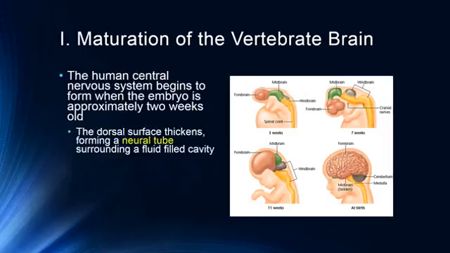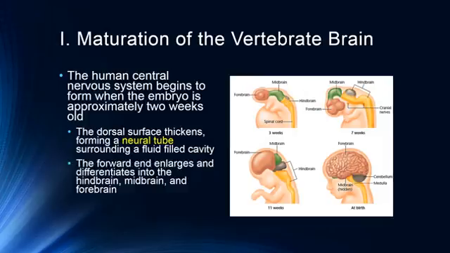It starts with a neural tube. The dorsal surface of that thickens, forming a neural tube surrounding a fluid-filled cavity. This fluid-filled cavity is important because that's where the cerebral spinal fluid goes, becoming the spinal cord and the ventricles. The forward end enlarges and differentiates into the hindbrain, midbrain, and forebrain.